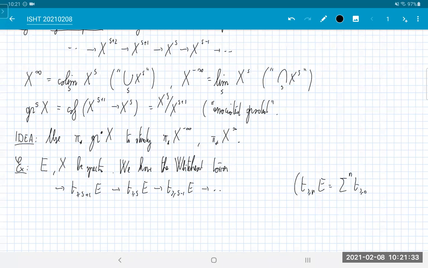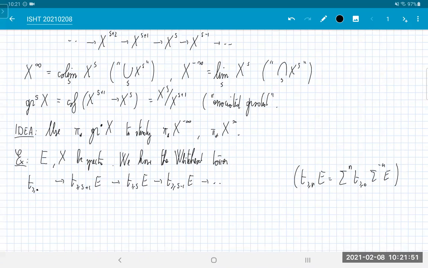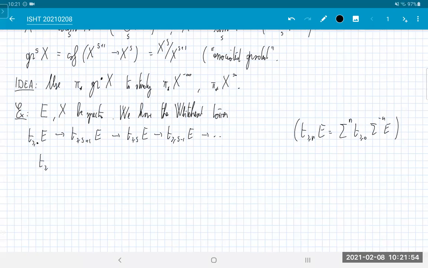So if you want sigma n, the connective cover of sigma n is zero. While the connective cover was destroying all homotopy groups in degree below zero, this T greater or equal than n just destroys all homotopy groups below n. So you get T greater or equal than infinity of E is zero, and T greater or equal than minus infinity of E is E. And the associated graded of this is sigma s H pi s of E.